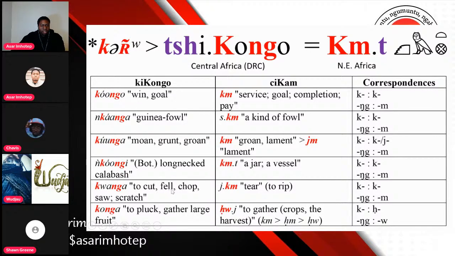Then you have kwanga, to cut, to fell, to chop, saw, scratch, and then ikim, to tear, meaning to rip. And then you have konga, to pluck, gather large fruit. And notice this form here, dotted HW, to gather crops, to harvest. I don't show it on this slide, but internally, KM in Egyptian corresponds to other forms provided by dotted HM and then dotted HW. And remember that we said earlier, M and W interchange and correspond with each other in the language.